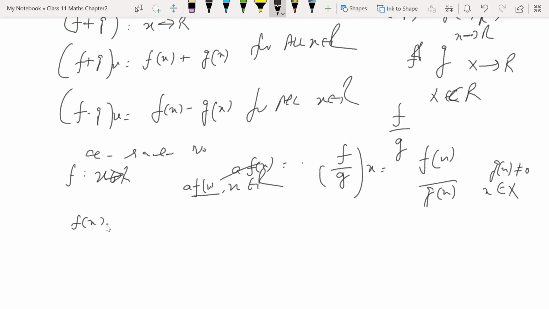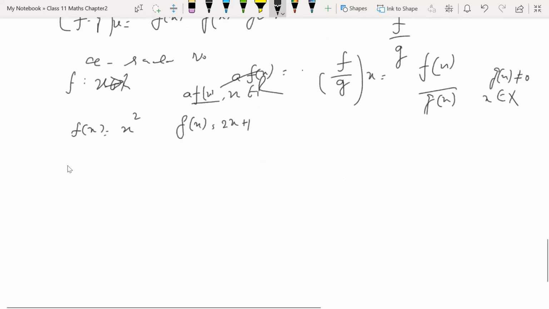f(x) is x square, g(x) is 2x plus 1. These are the two real functions. You have to find f plus g. What would be (f + g)(x)? (f + g)(x) is equal to x square plus 2x plus 1.